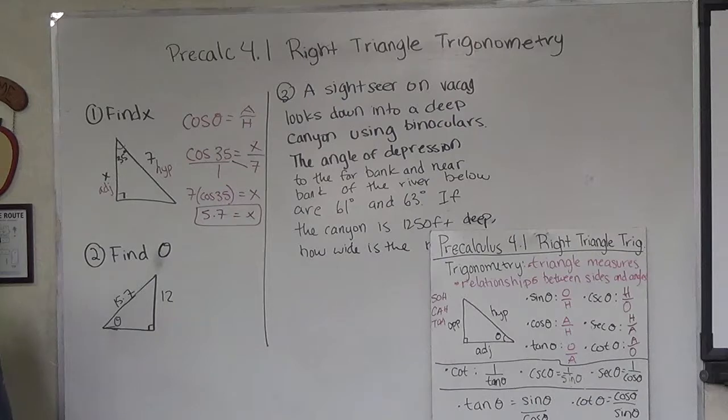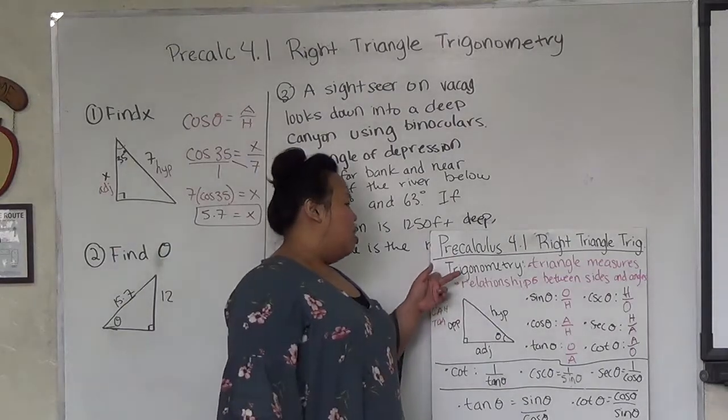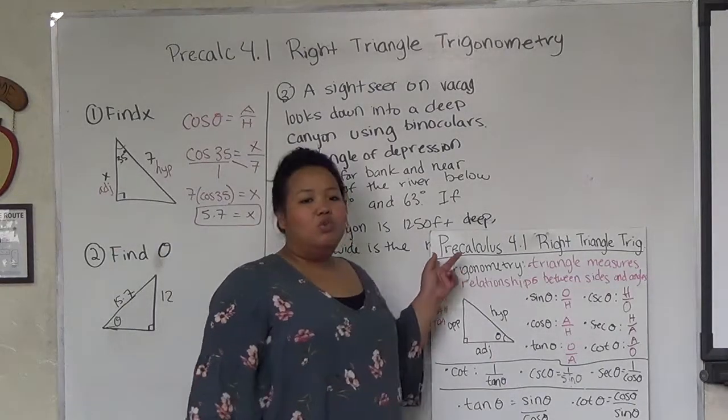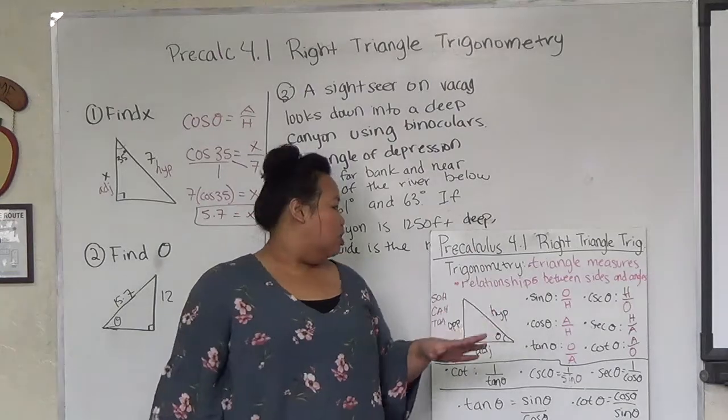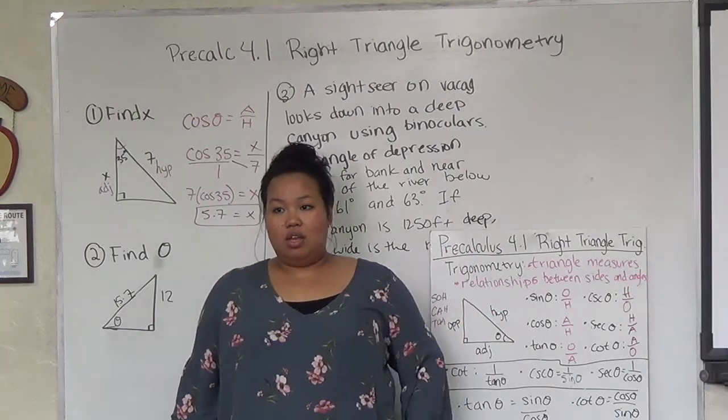It's the same concept here, right? Except in this case, our theta is missing, our degree. But we still have to figure out which one of the ratios we have to find. So in trig, I didn't know if I went over this. Trigonometry is basically using the measures of triangles and finding the relationships between sides and angles, right?